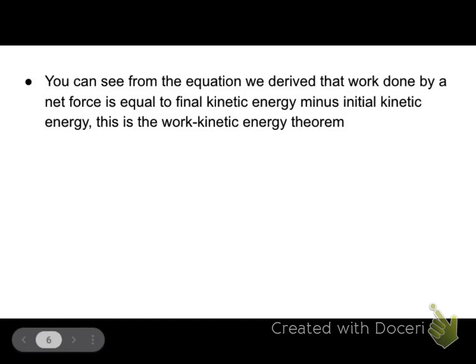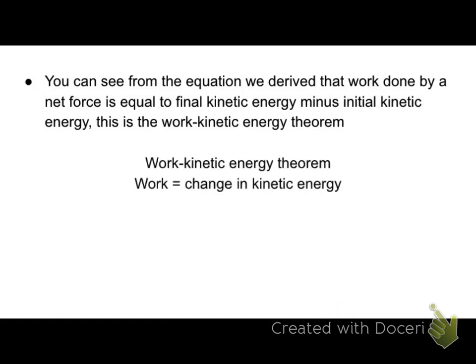So you can see from the equation that we derived earlier, the work net equals 1/2 mass times the velocity final squared minus 1/2 mass times velocity initial squared, that if you take final kinetic energy and you subtract initial kinetic energy, you get work as your result. So this is what we call the work kinetic energy theorem, which means that work is equal to the change in kinetic energy for an object.